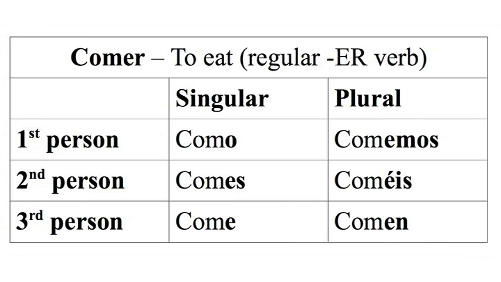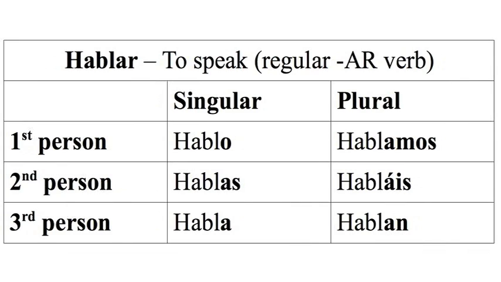Now the endings to AR verbs are actually very similar to the endings for ER verbs. The only difference is, instead of all the E's that an ER verb has, like comes, come, comemos, coméis, and comen, you're going to have A's. Hablas, habla, hablamos, habláis, and hablan. Except for the yo form, ER verbs are going to have an E in the verb ending, and AR verbs are going to have A's. Makes sense, doesn't it?